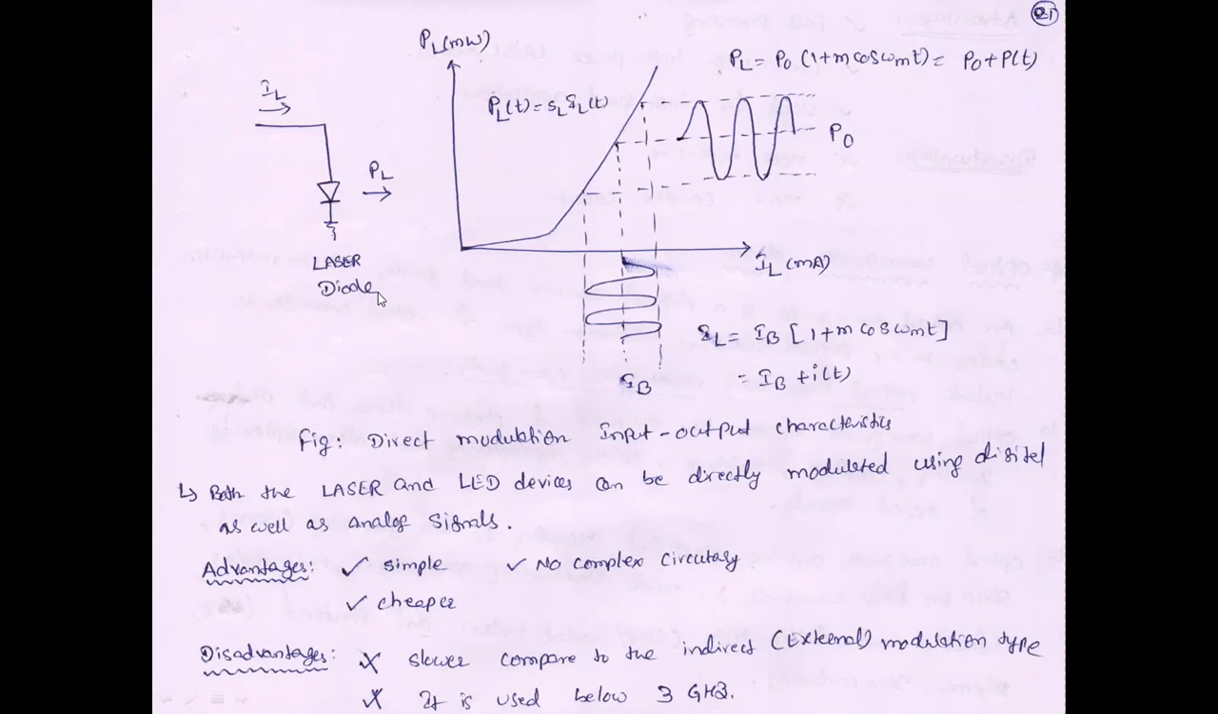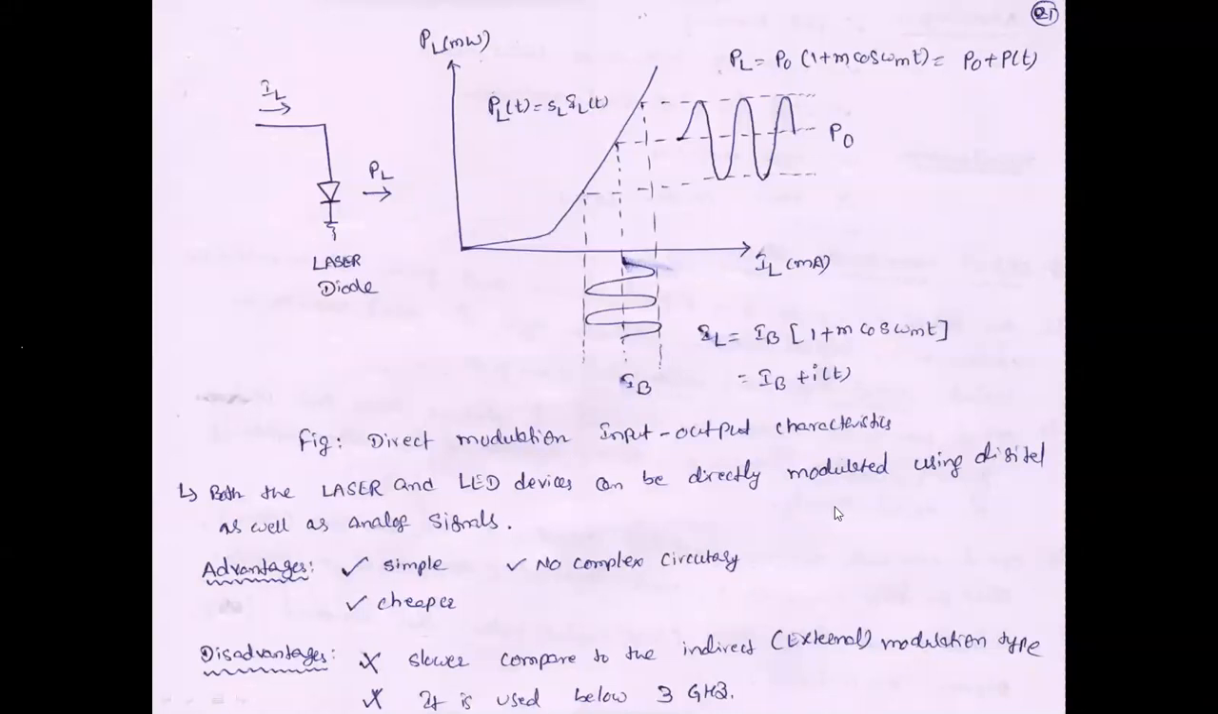Here, what are the advantages of this direct technique? The advantages are it is a very simple technique, there is no complex circuit, small elements are required, and it is cheaper. But what are the disadvantages? Here, it is very slow to convert from electrical to optical, and it is used only below 3 gigahertz input signal. That's why we are going for the next modulation technique.